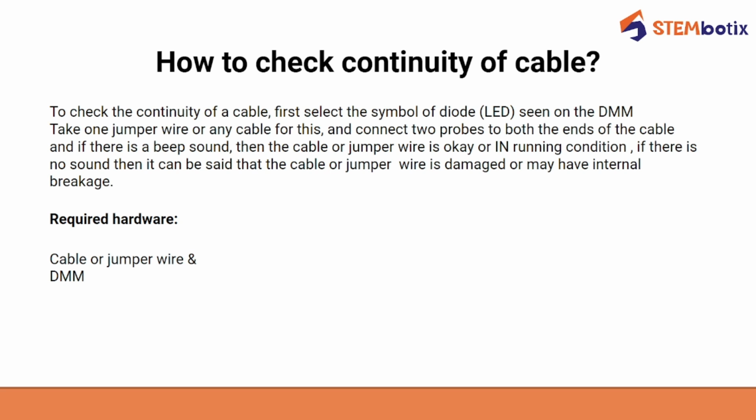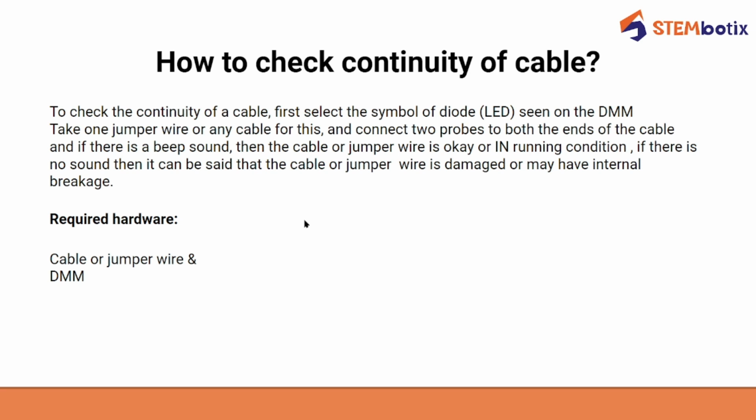Now what about checking the continuity of cable? So how you can check the continuity of your cable using a digital multimeter. For this experiment, you will need a cable or jumper wire and a digital multimeter. What we are going to do here is connect the cable, or you can say jumper wire, in between the two probes, black probe and red probe of digital multimeter.